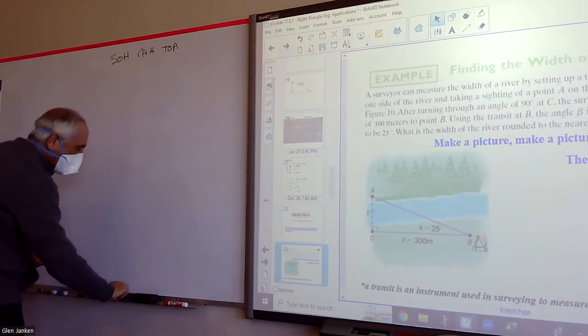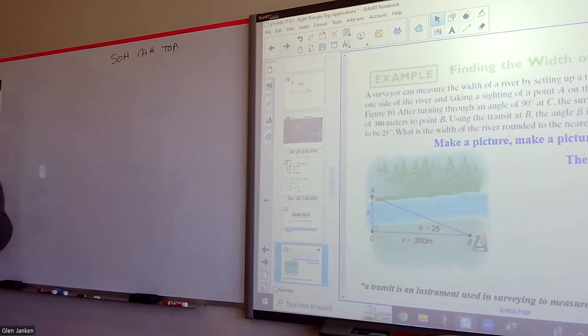So when you're doing these word problems, there will be a word problem on the test. There will be more than one. The test is really going to be word problems.